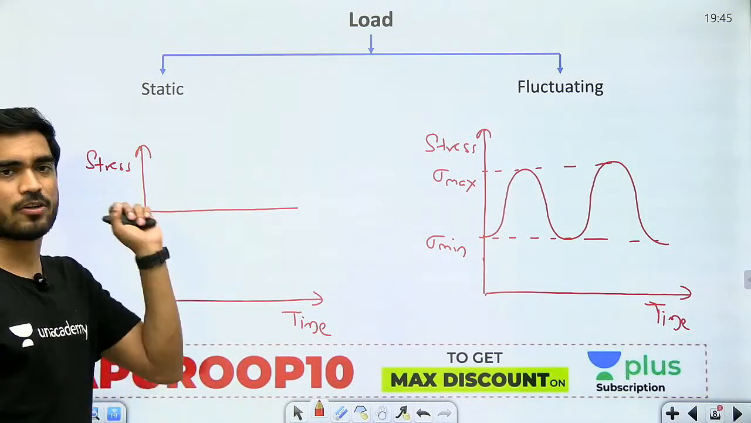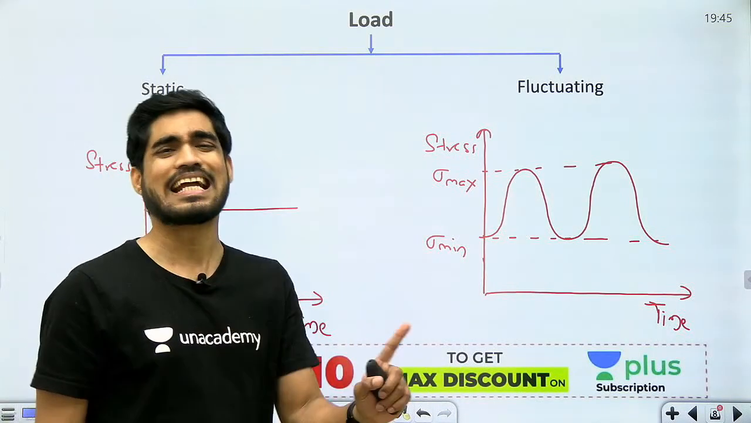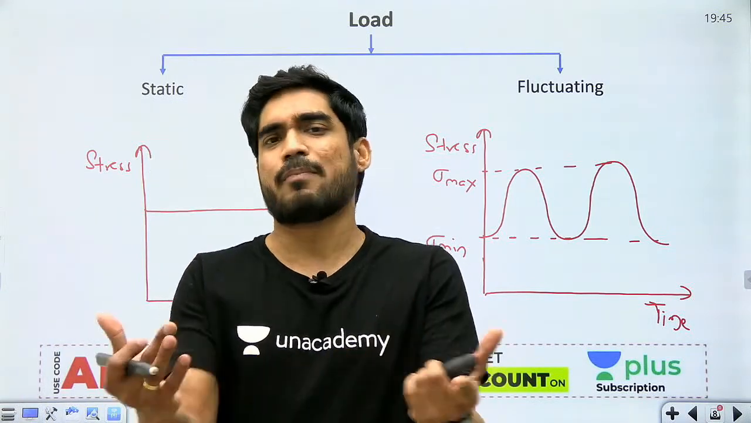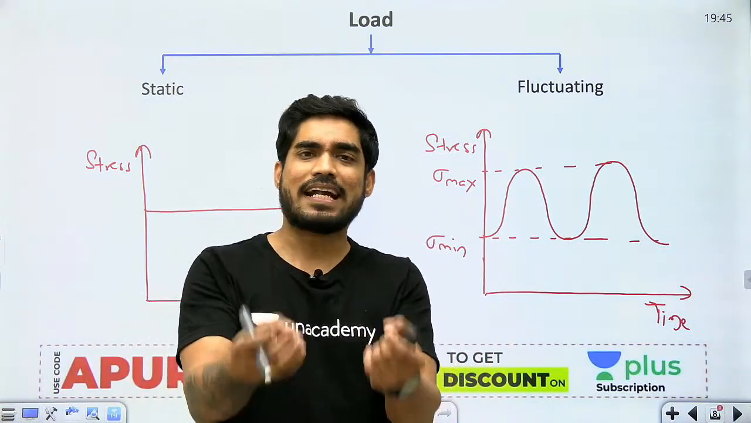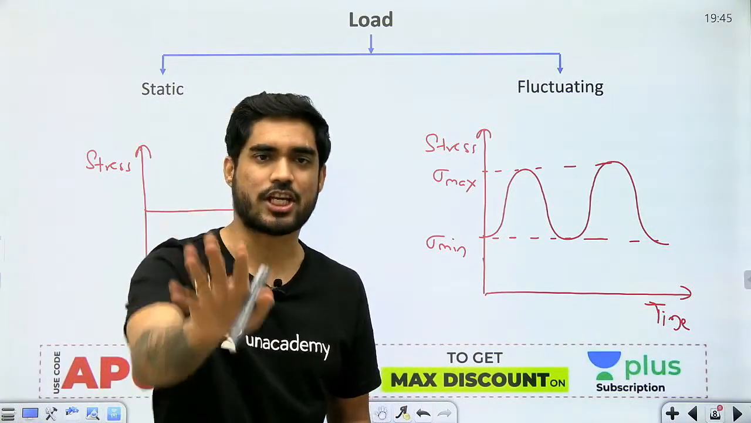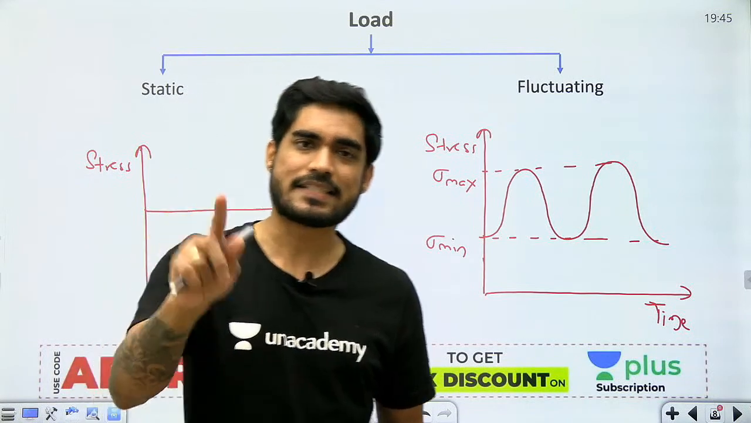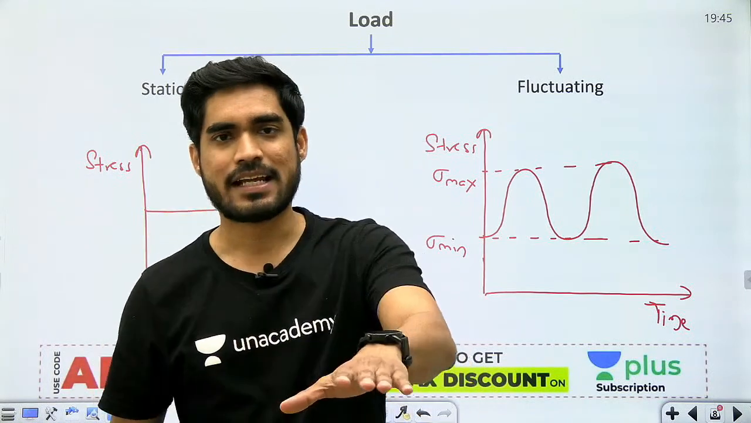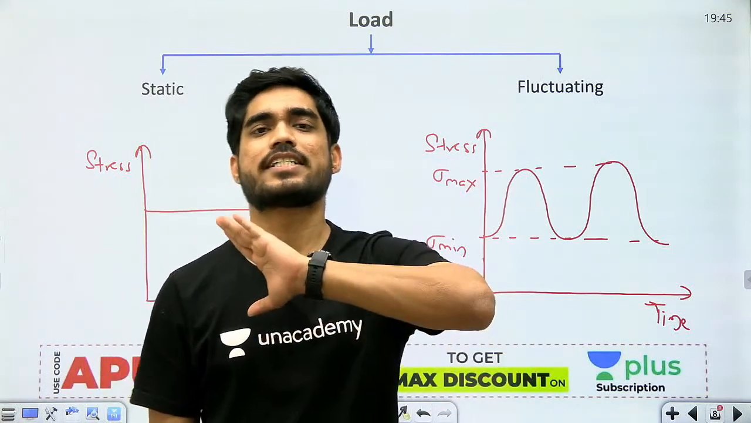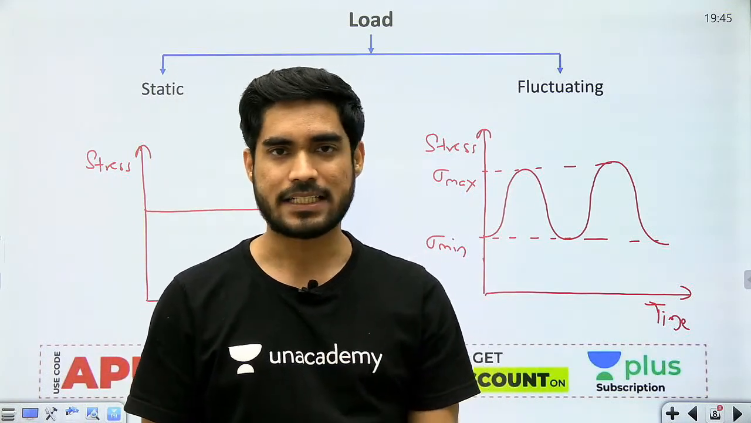In case of static load, sigma maximum and sigma minimum both are equal. The stress is constant. What will be the practical example? The weight of yourself on the desk or bench or whatever chair you are sitting on is a static load. Your weight acting on the chair is a static load. Your weight is not changing with respect to time, right?